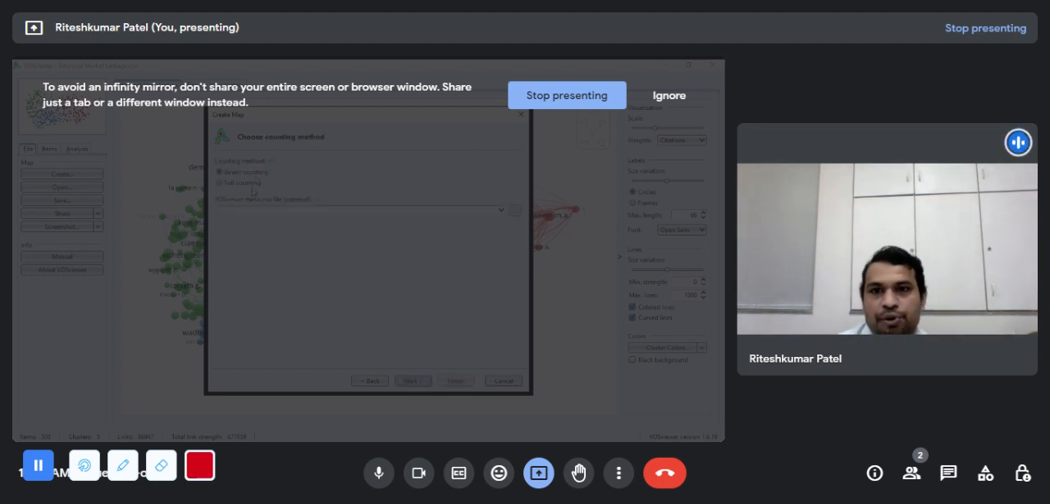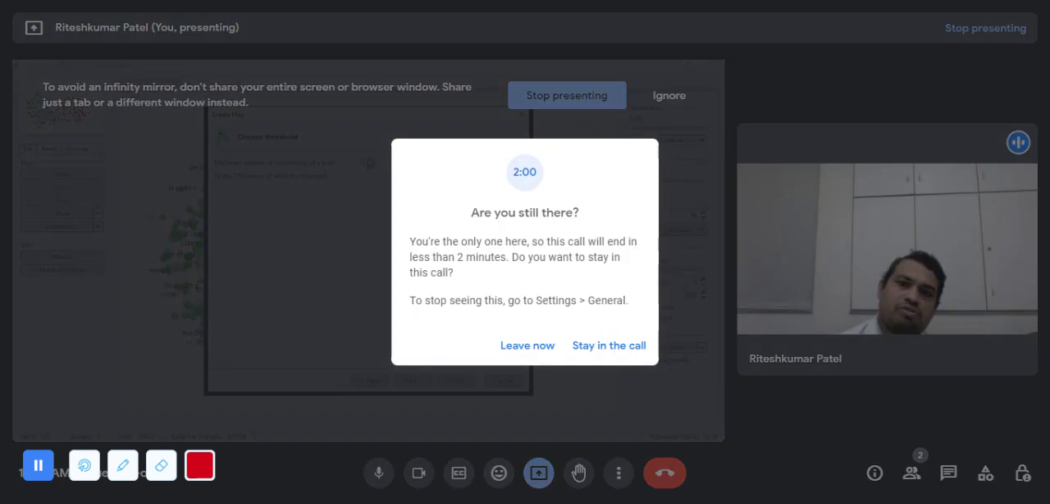Then under binary counting and full counting, you have to take full counting. Okay, so here you will put a threshold for how many times a word has occurred. So I took that it should occur 10 times. Just a moment.